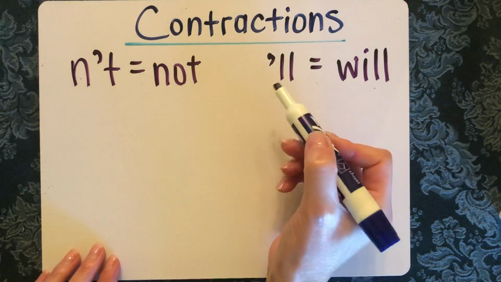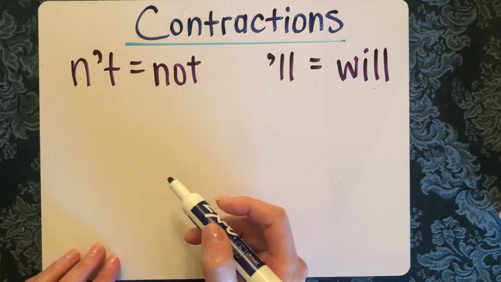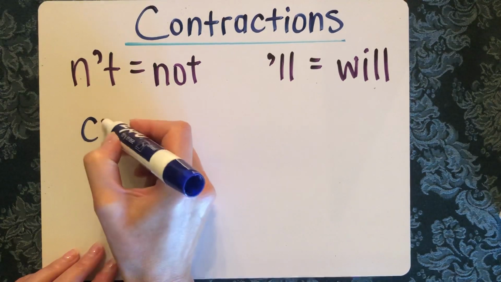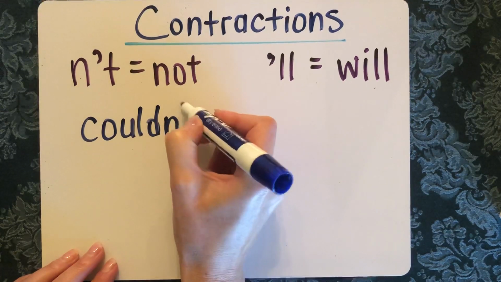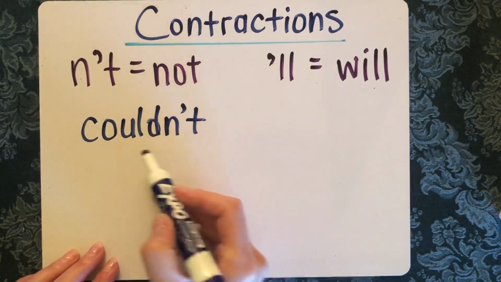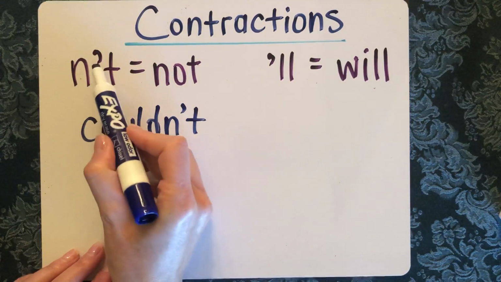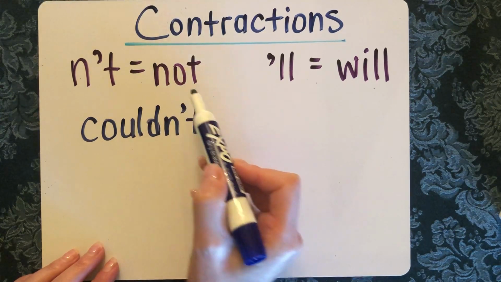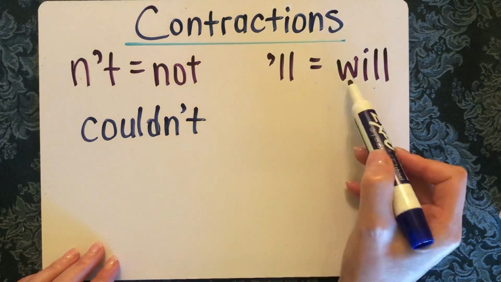So this is an example of an apostrophe. Let's look at the word couldn't. It means could not. Here is the word couldn't. Before we begin, I'll just go ahead and show you when we see N apostrophe T, that always means not. And when we see apostrophe LL, that always means will.